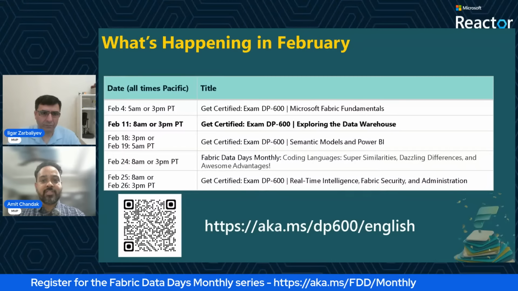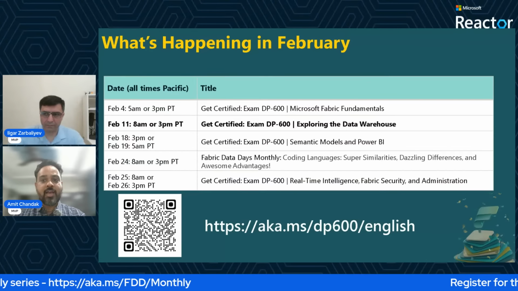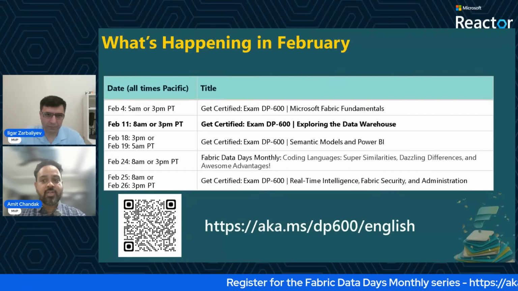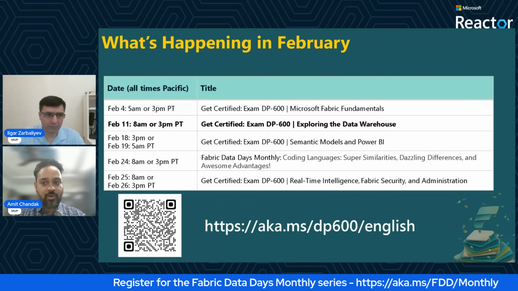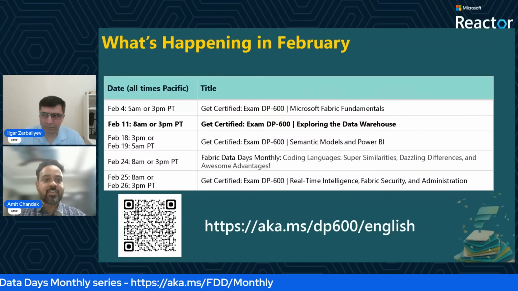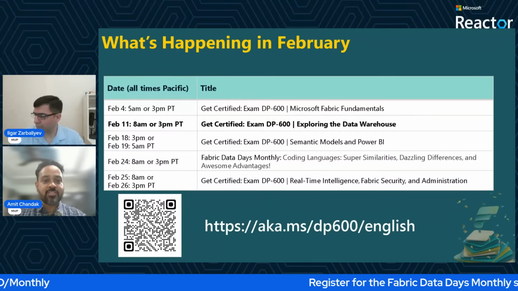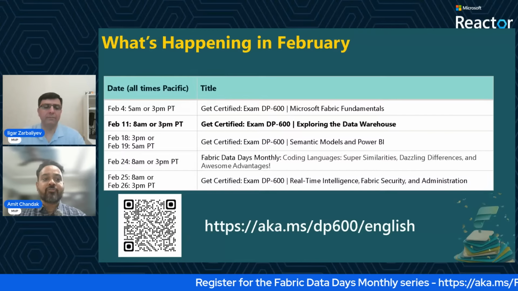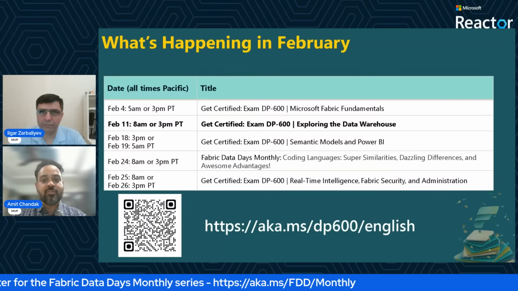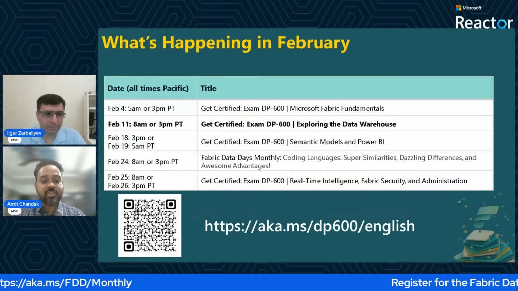And what's happening this February? So we have a lot of sessions. Microsoft content is evolving really fast, and these monthly events will help you. Fabric Data Days runs in multiple time zones and is available on demand, making them great online learning resources. Today, on 11th Feb, we are running this session, Get Certified DP-600: Exploring Data Warehouse. We will be back on 18th and 19th with another session on Semantic Model and Power BI, followed by sessions on 24th and 25th. So do not miss out. Please register for these events, and you can also find all these sessions on Microsoft Reactor in live sessions.